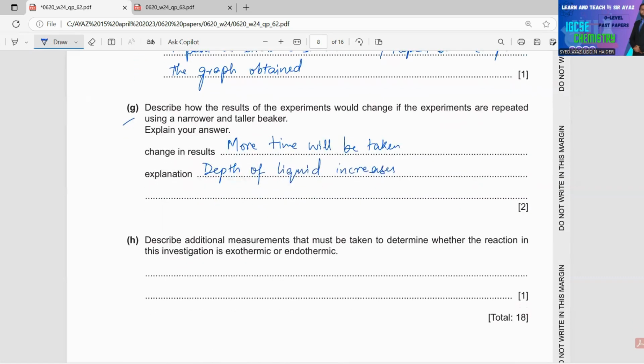The next part, which is part H: describe additional measurements that must be taken to determine whether the reaction in this investigation is exothermic or endothermic. Measure the temperature before and after the reaction.